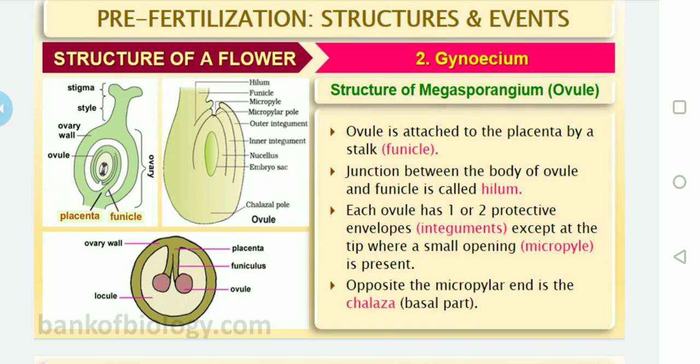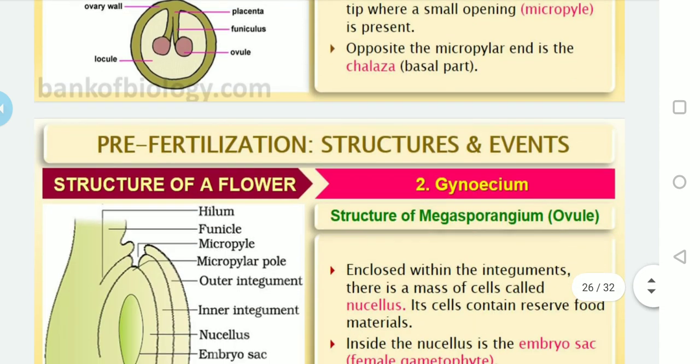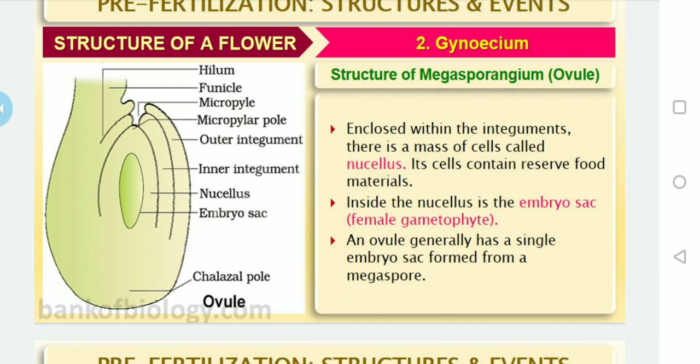Opposite to the micropyle end is the chalazal end, also known as the basal part. It is a very wonderful structure. You can identify the complete structure: the chalazal end or chalazal pole, the micropylar region or micropylar pole, hilum, funicle, outer integument, inner integument, nucellus, and embryo sac.